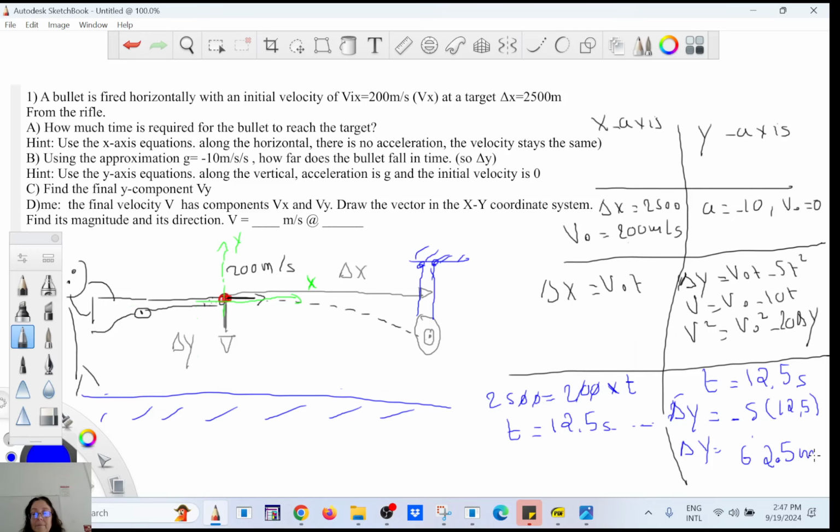Is that right? Isn't it squared? Oh yeah, you're right. I wanted to do it in my head, but no, it's not going to work. Negative 781.25. Okay, so 781 meters. Do you agree? Absolutely no sense, but it's okay. The physics is good.